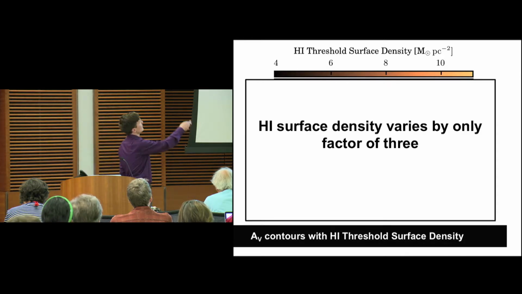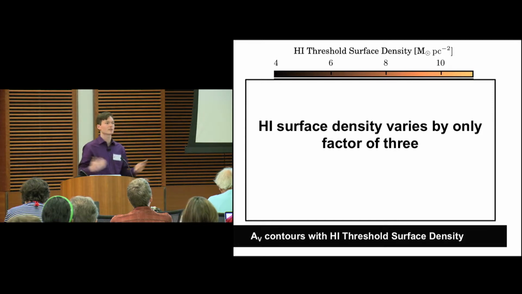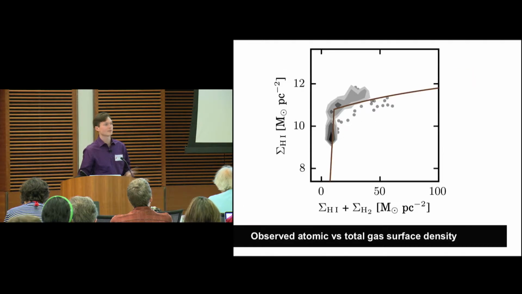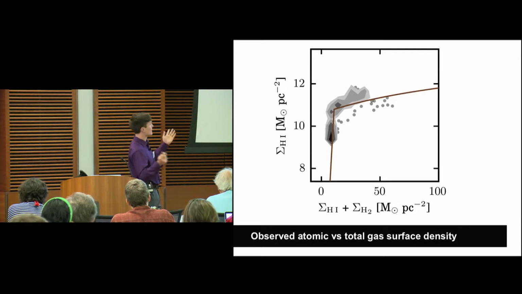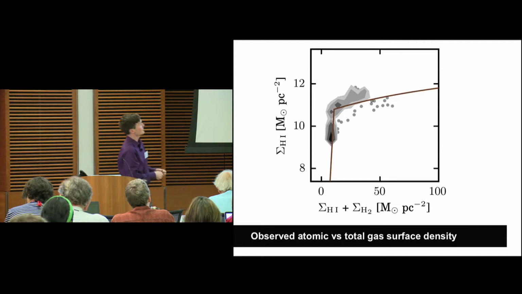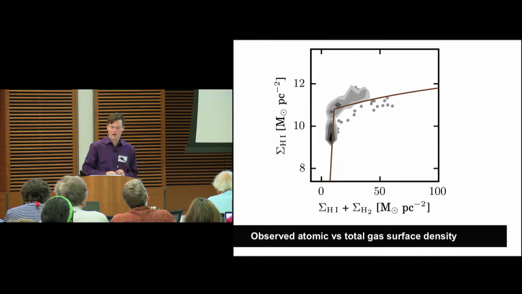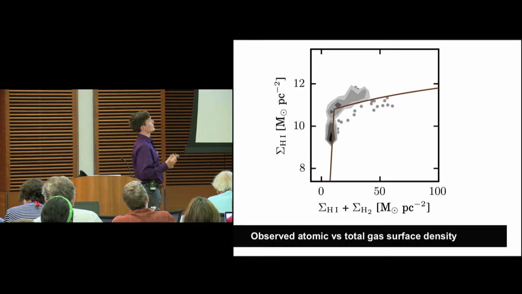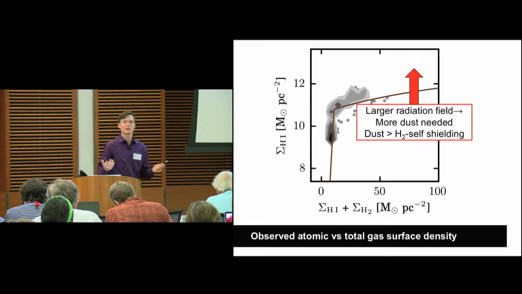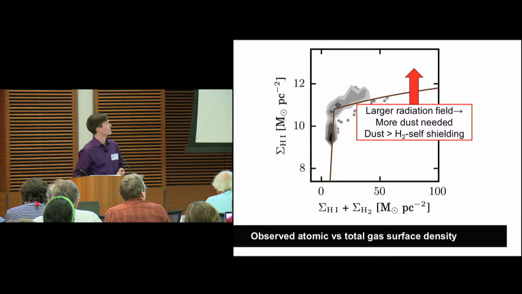Right, so we see the surface density threshold varying by only a factor of 3 across these giant molecular clouds, all with varying environments. All right. Now let's apply the model to our observations. We fit the model prediction of H1 surface density as a function of total gas surface density. And we would like to understand perhaps the importance of dust shielding in these core regions.